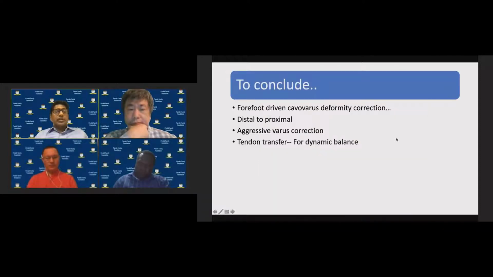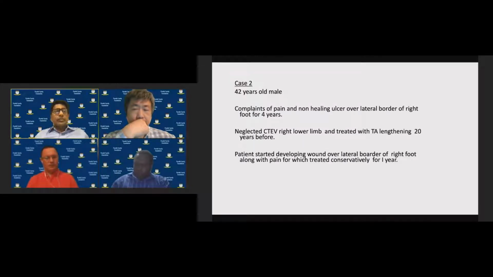To conclude, in forefoot driven cavovarus deformity correction, you can try to salvage the joints if there are not many arthritic changes. But here, because of the long-standing and degenerative changes, and also being a 60 year old diabetic patient, we decided to do a fusion, and the patient also required an aggressive varus correction and a tendon transfer for dynamic balance. Now coming to the second case, I will finish it faster.